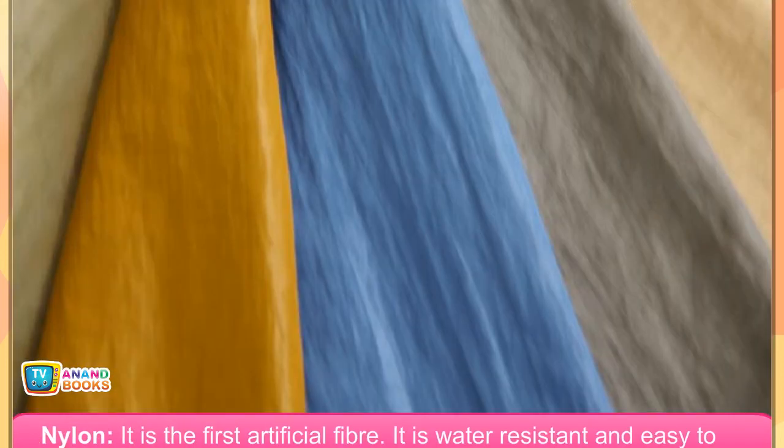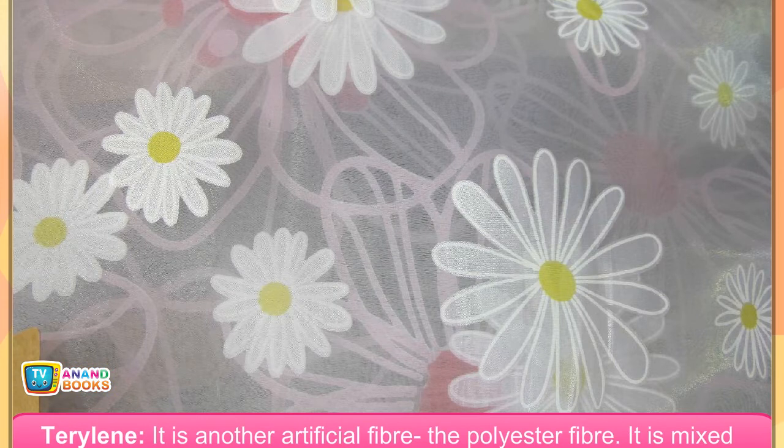Artificial fibers. Nylon. It is the first artificial fiber. It is water resistant and easy to wash. Terylene. It is another artificial fiber, the polyester fiber. It is mixed with cotton, wool, and silk.